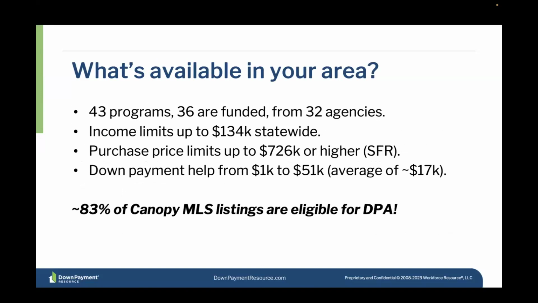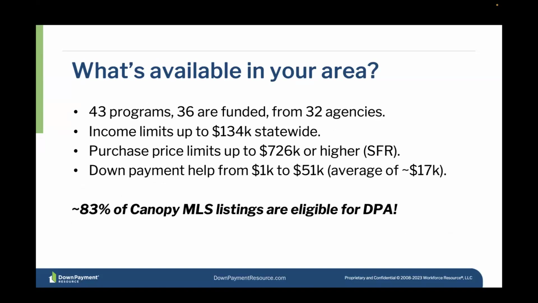Now, what's in your market? And then we'll move on to how to access this information and how the down payment resource suite of tools works for you. There are over 40 programs, 36 of which are funded from 32 different housing agencies in your market. This is the Canopy MLS footprint.